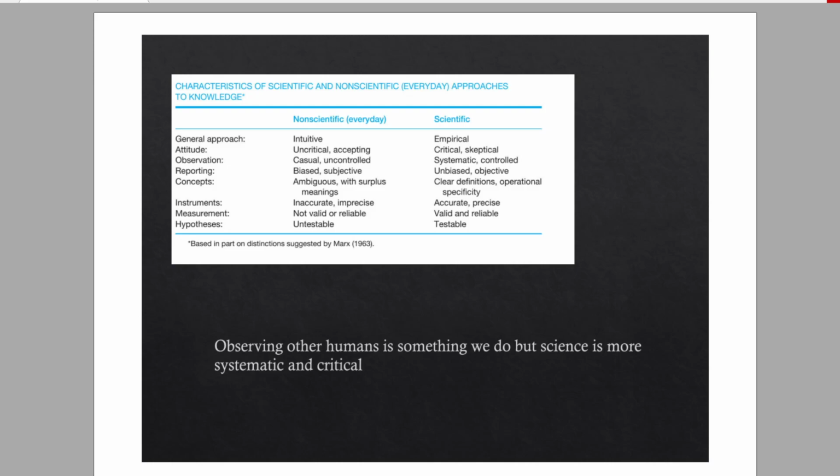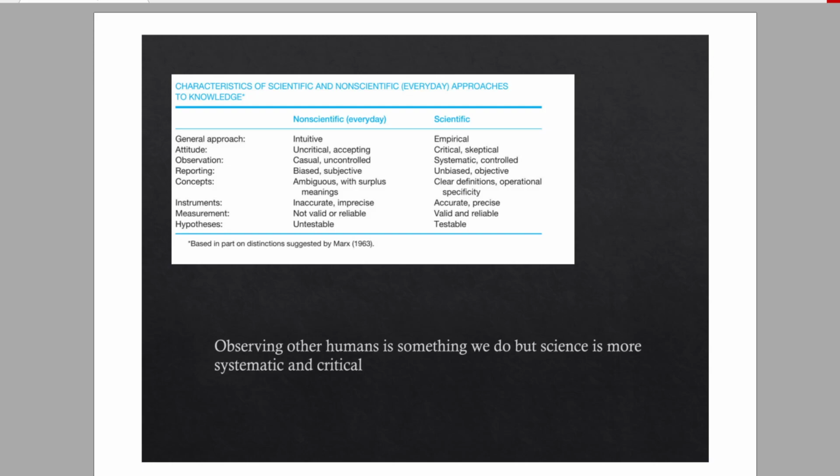And in the scientific process, we develop a critical and skeptical attitude. Observations are casual and uncontrolled in non-scientific and are hopefully controlled and systematic in scientific. The reporting in non-scientific is biased and subjective, and in scientific we look for unbiased, objective truths. And the concepts in non-scientific are usually ambiguous with a lot of different meanings. And in scientific, you have clear definitions and operational specificity. So that's really just meaning the same thing: clear, specific definitions that can't be aligned to something else.